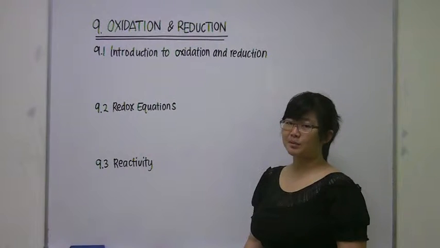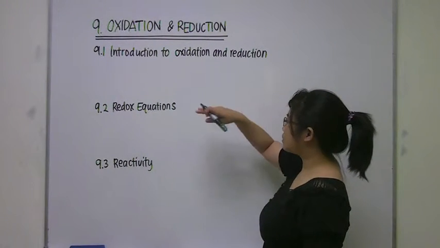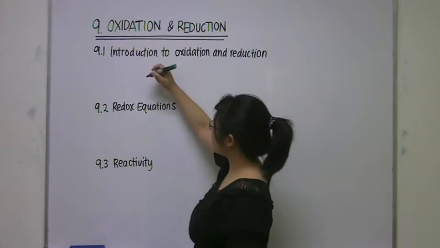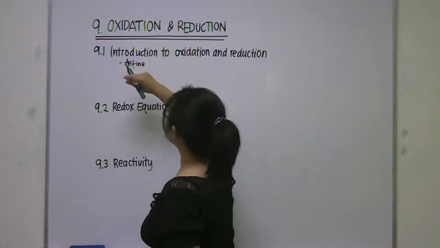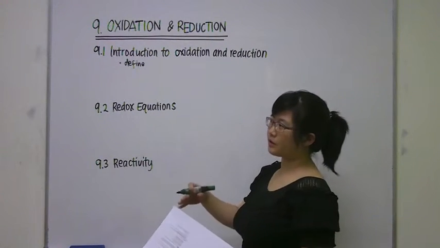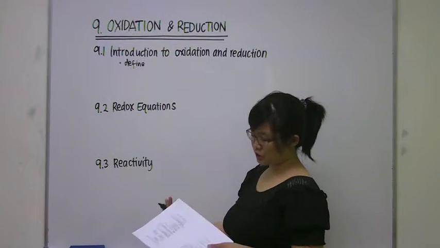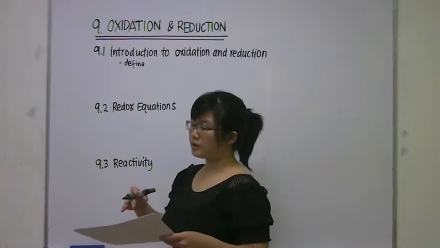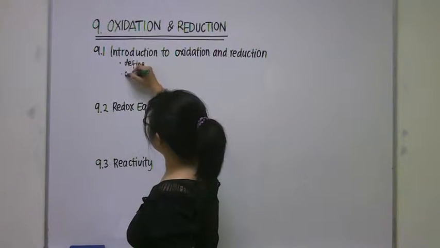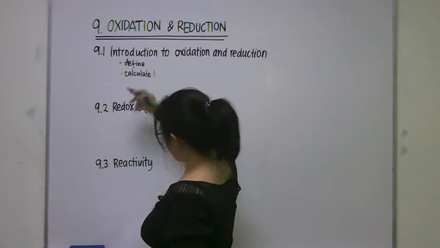The ninth chapter in IB chemistry will be oxidation and reduction. Here you need to first define what is oxidation and what is reduction in terms of electrons, oxygen, hydrogen, and oxidation number. You also need to be able to teach your student how to calculate oxidation number.